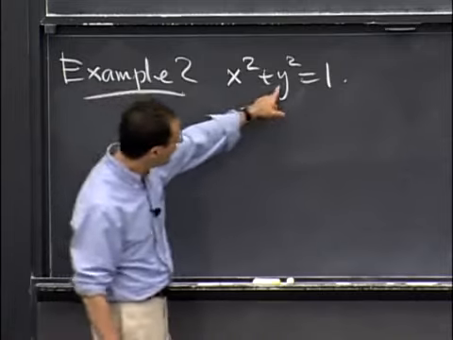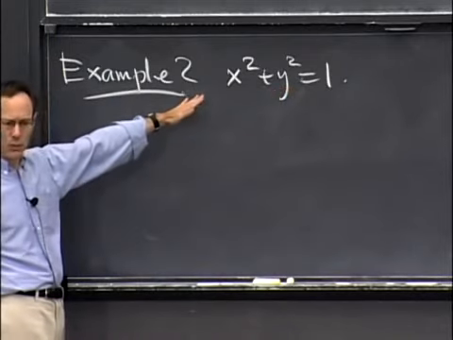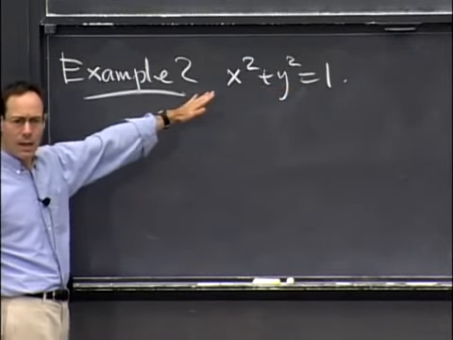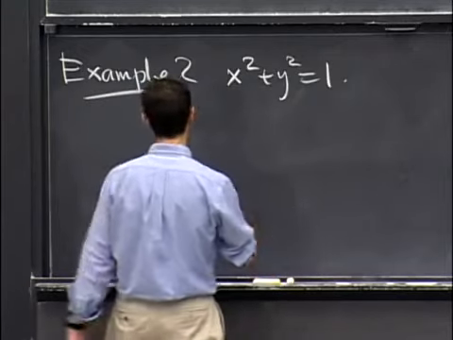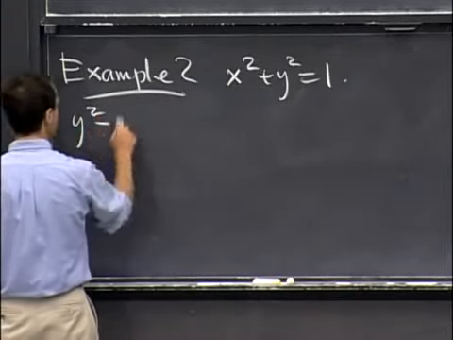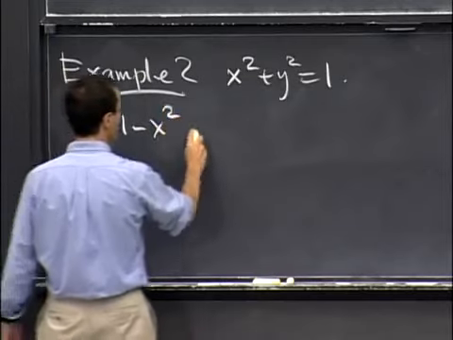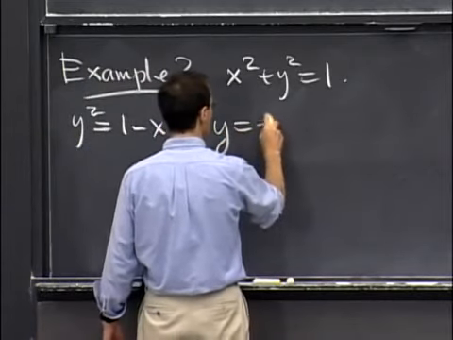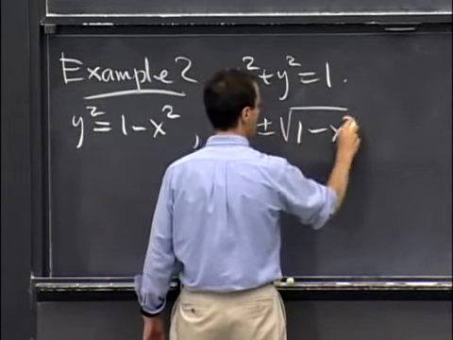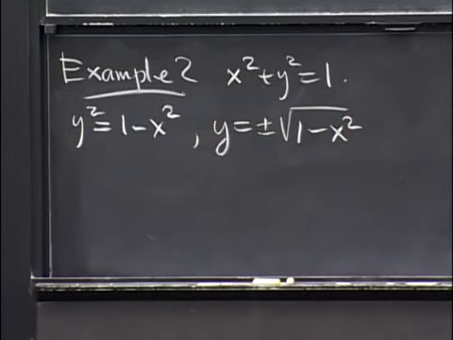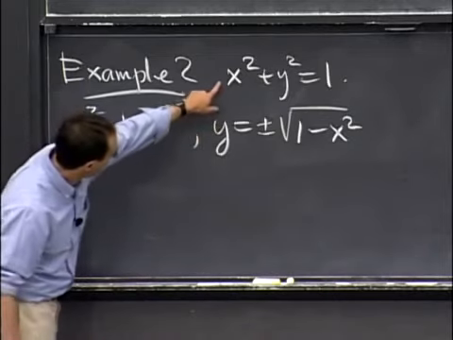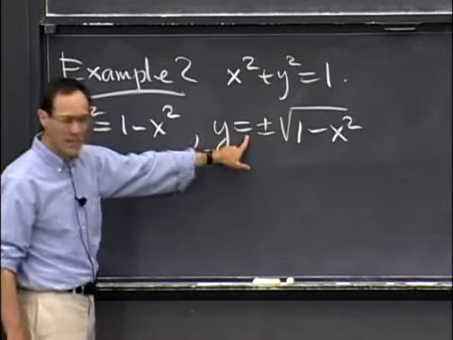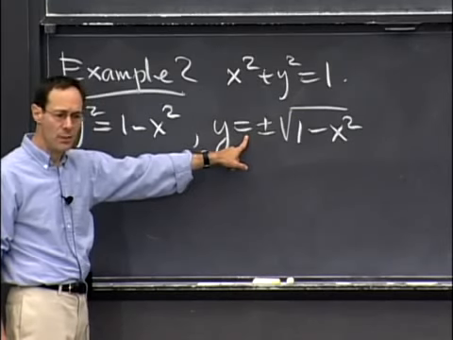There's the idea that I could solve for y if I wanted to. And indeed, let's do that. So if you solve for y here, you get y squared is equal to 1 minus x squared, and y is equal to plus or minus the square root of 1 minus x squared. So this, if you like, is the implicit definition. And here is the explicit function y as a function of x.